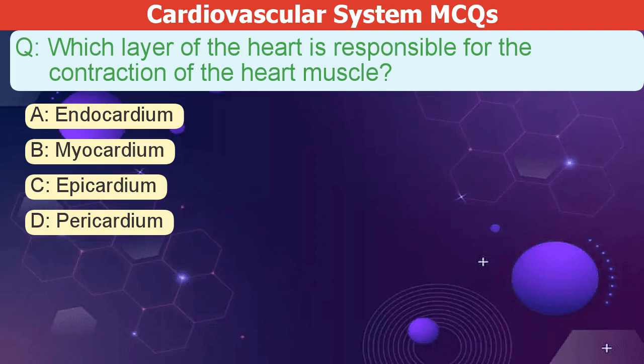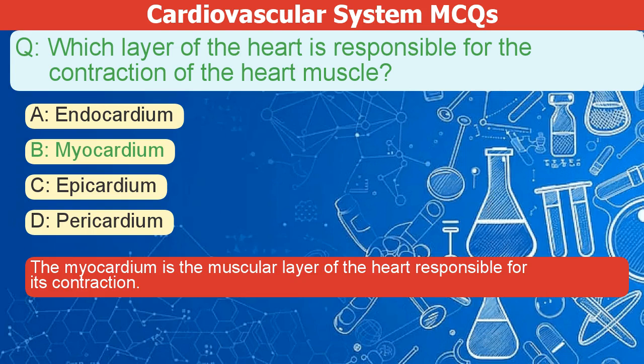Which layer of the heart is responsible for the contraction of the heart muscle? A. Endocardium. B. Myocardium. C. Epicardium. D. Pericardium. The correct answer is B. The myocardium is the muscular layer of the heart responsible for its contraction.